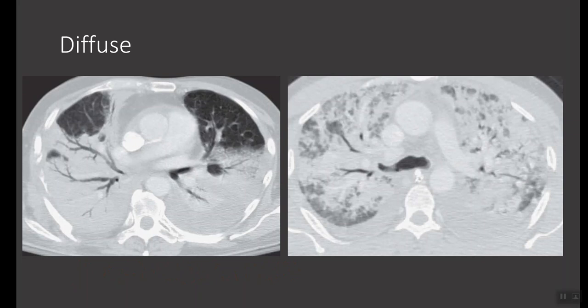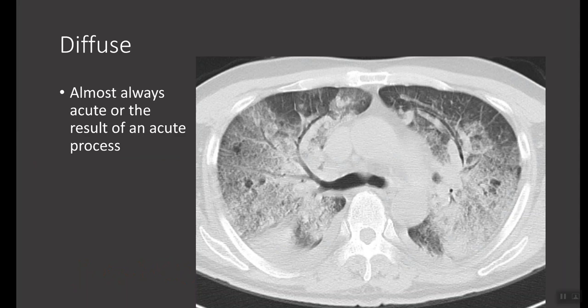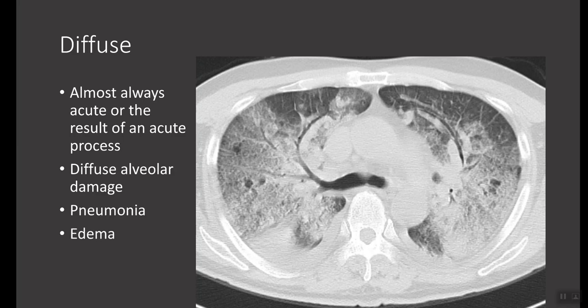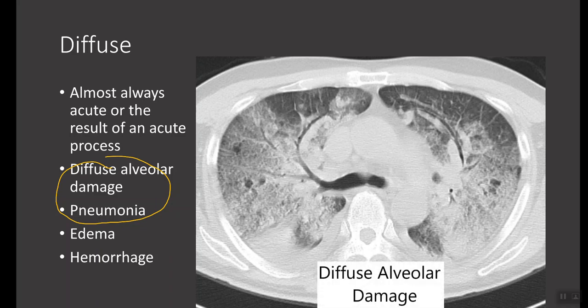So then what can do this? When we see diffuse consolidation, this is almost always the result of some sort of acute process. So the two big acute processes that we want to think about here are diffuse alveolar damage and pneumonia. Diffuse alveolar damage is essentially ARDS, and we'll see this pattern of just widespread consolidation. Uncommonly, pulmonary edema and hemorrhage can also do this. They can be hard to distinguish. Again, you have to use some clinical clues here to really differentiate between these entities. But the two big ones that I want you to think about are diffuse alveolar damage and pneumonia when you see extensive, widespread consolidation like this. This is actually a case of diffuse alveolar damage.